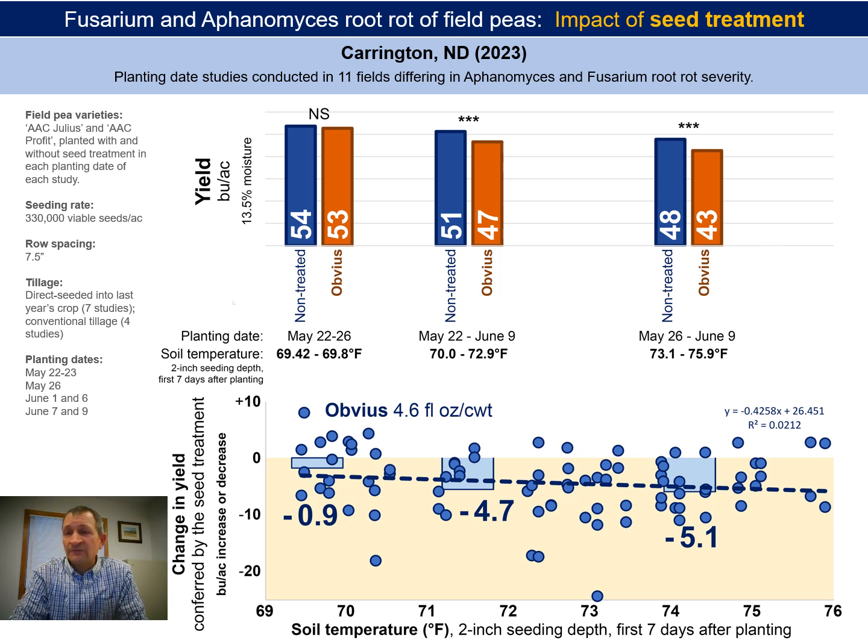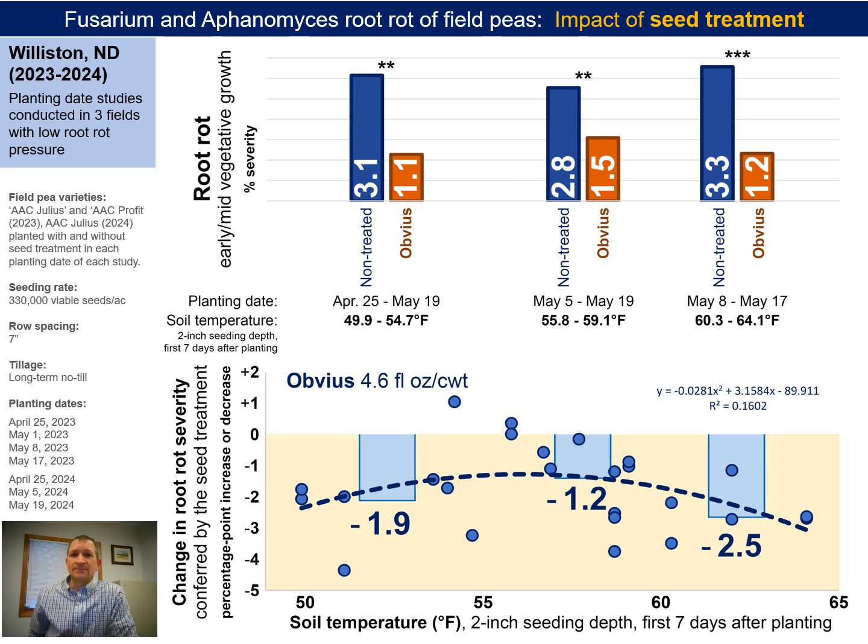I mean, if you have a field with elevated Aphanomyces and Fusarium root rot, what these data show is that you should only plant that field of peas if you can get in there early. The fungicide seed treatment is not going to save you and mitigate the loss of yield potential sufficiently that comes when you plant late into warmer soils in these fields. Okay, so again, the take home is that you want to use the fungicide seed treatment as a tool to facilitate early planting. Okay, the early planting that helps you.